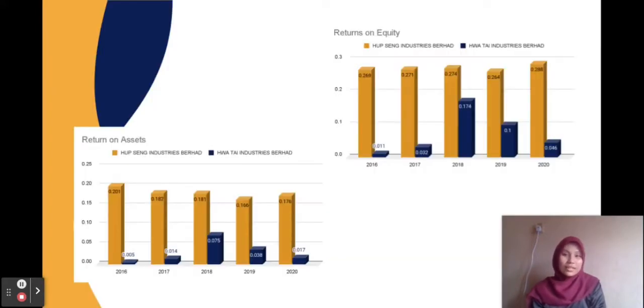For this ratio category, we will look at return on assets and return on equity ratios. It is still the same result as the other ratios that we see. Seng Industries has a higher ratio than Huatai Industries, and we can see a significant difference between the ratios of both companies. This result shows how well Seng Industries uses its investments and total assets to generate profits, and it can be increased through economies of scale compared to Huatai Industries.